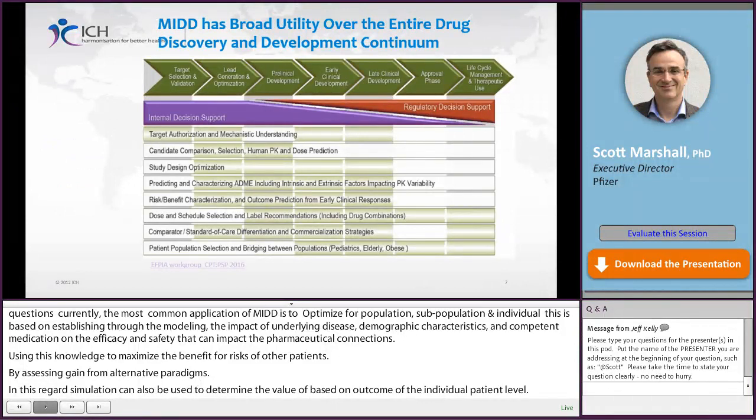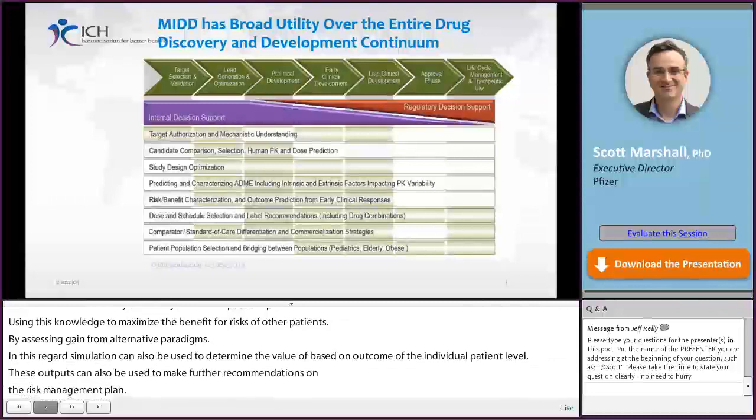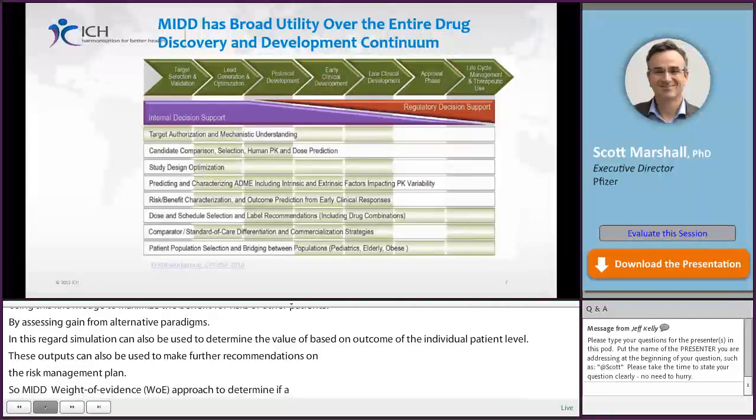So MIDD has broad application across the entire drug development continuum. In this 2016 FPR paper, over 100 case studies were characterized in terms of drug development phase, drug development question, MIDD approach used, and impact on decision making. This highlights the breadth of application.